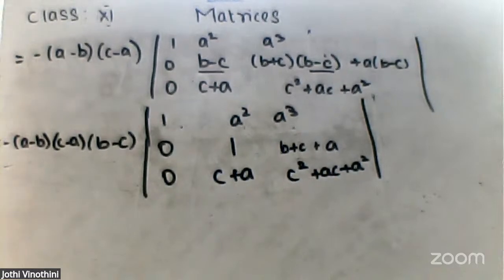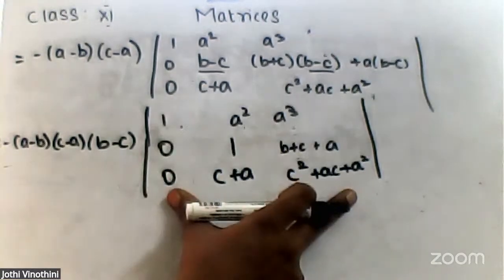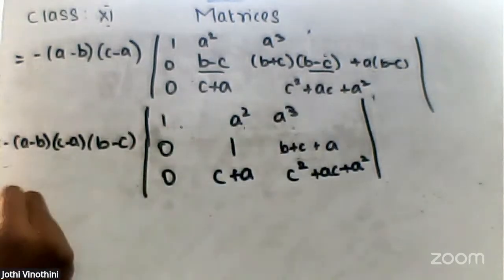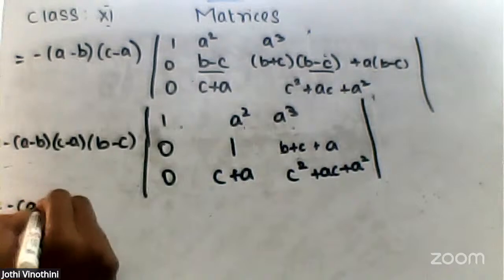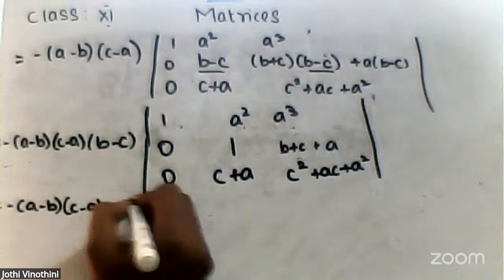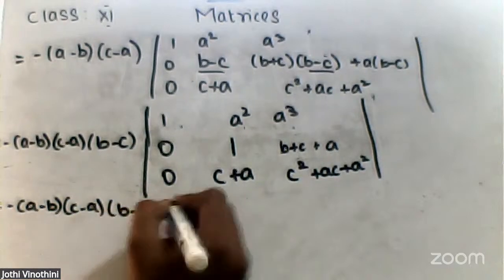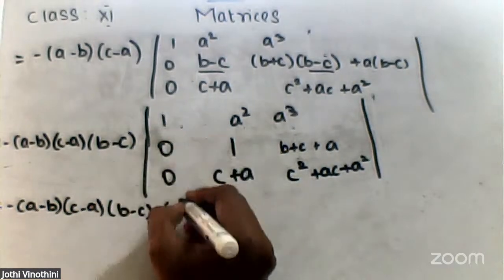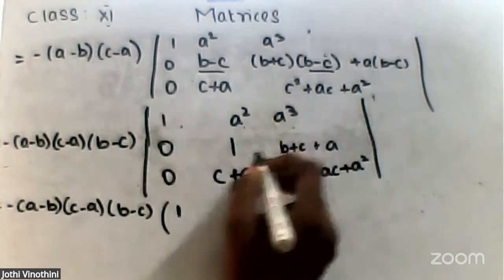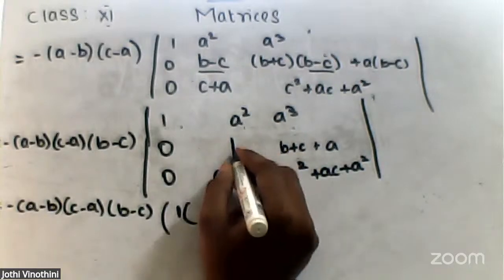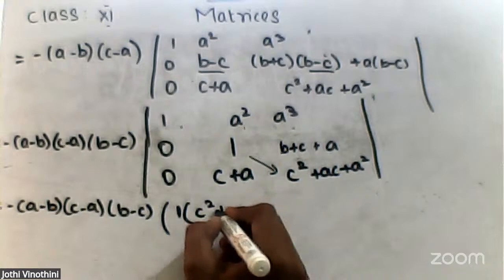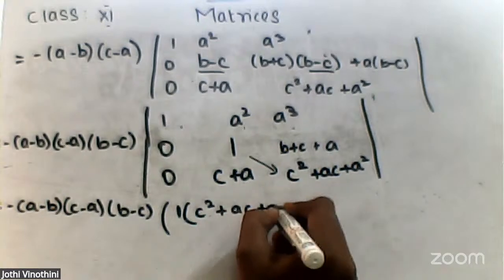Shall we do the next step? The next step is so simple. We are going to expand the determinant here. I'm going to expand it column wise. So first I am going to take 1. So 1 multiplied by this one. 1 into this term will be this term: C squared plus AC plus A squared.